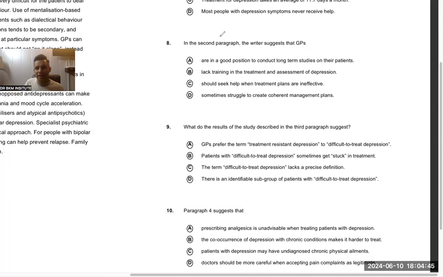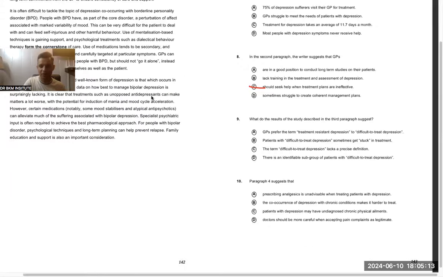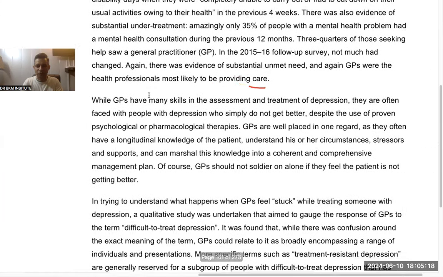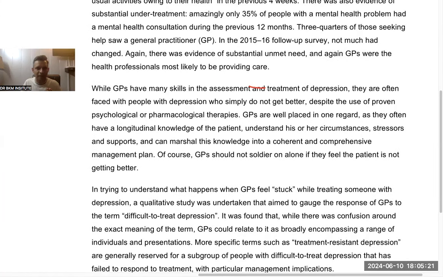This was the easiest. In the second paragraph, writers suggest that GPs should... Suggest means should. So even without reading, if you understand that a suggestion is given with should, you can reach this answer. That is how easy you can make your OET reading if you understand small things about it. That GPs should, the word is given. And if you read the paragraph, you will become even more familiar.